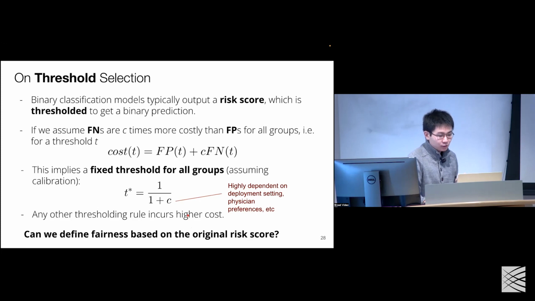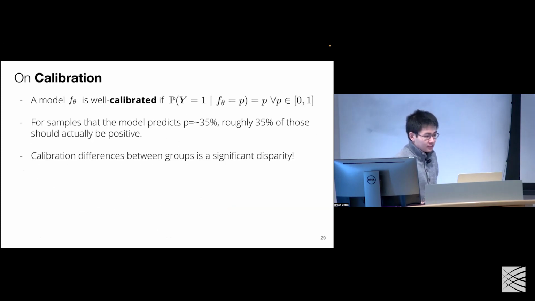Okay, and so to do that, we need a couple more concepts. The first is this concept of calibration. Plainly put, a model is calibrated if the probability that you have a positive label, given that you have some predicted probability, is equal to that probability. So in summary, if your model predicts, for example, that you have a 35% probability of no finding, roughly 35% of those samples should actually have no finding. This really just says your predicted probability means something. It's meaningful in the real world.